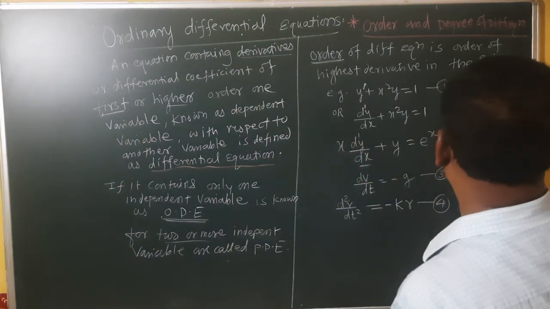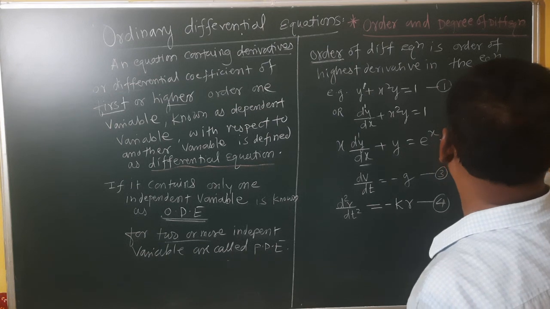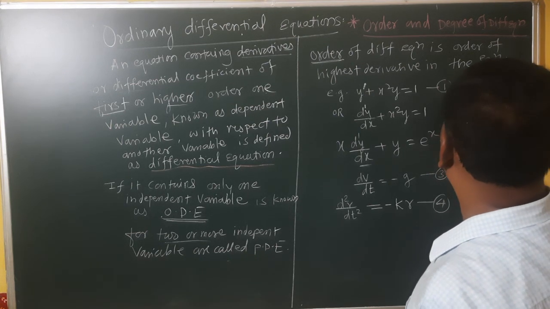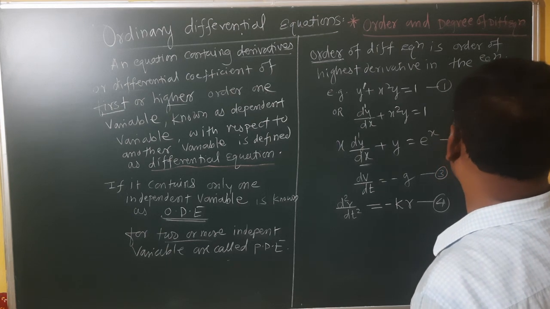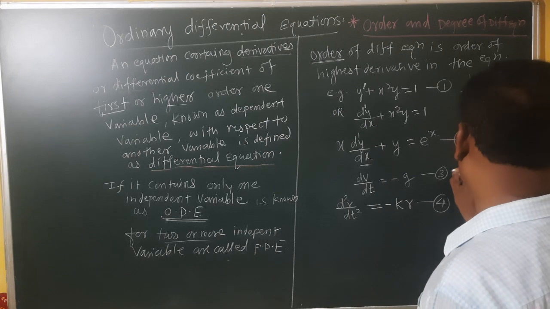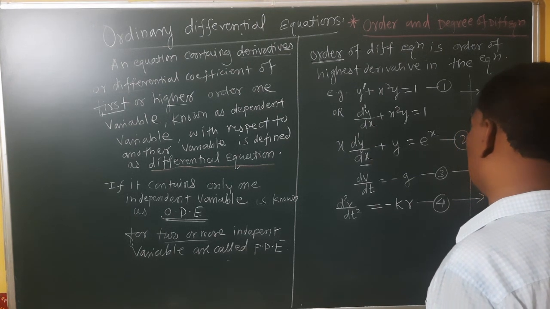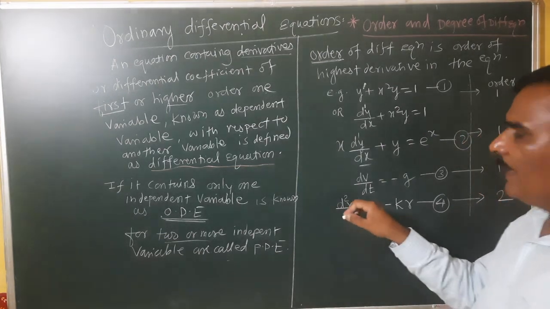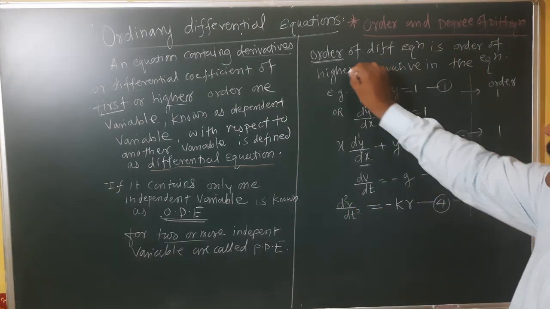For the first equation, what is the order here? The order of the first equation is 1. The second equation is also 1. The third equation is 1. And the fourth equation order is what? 2. The order of the differential equation is the order of the highest derivative.